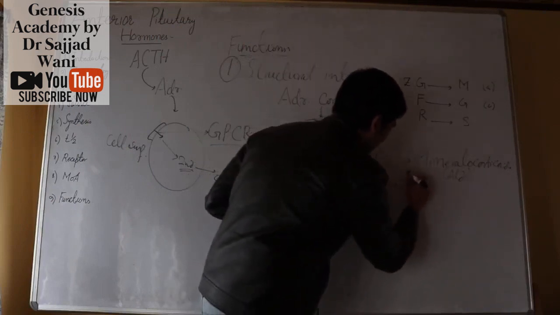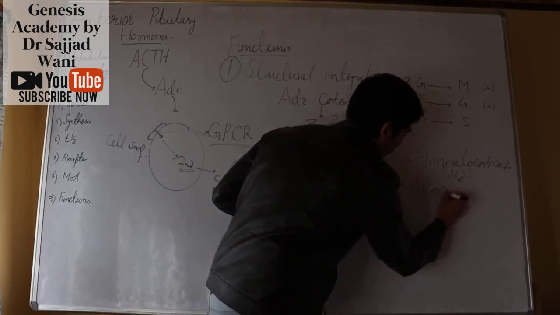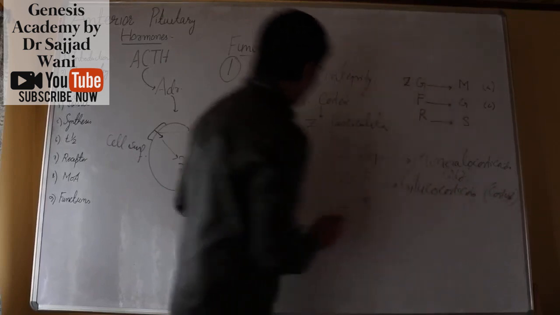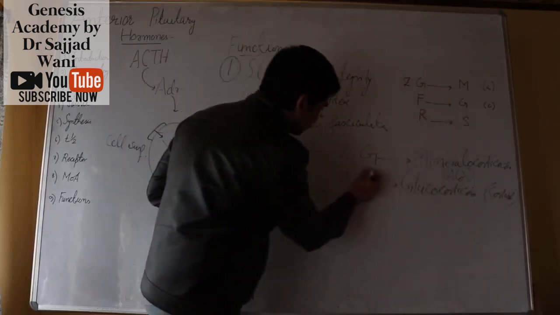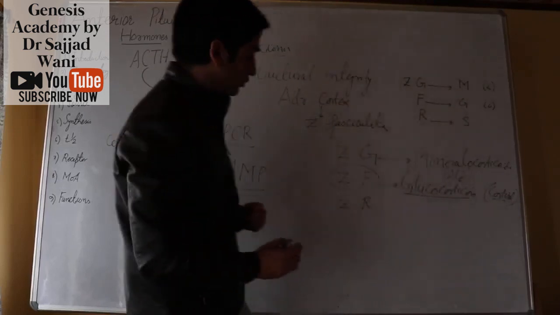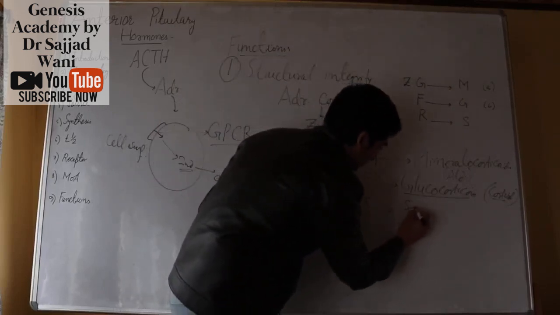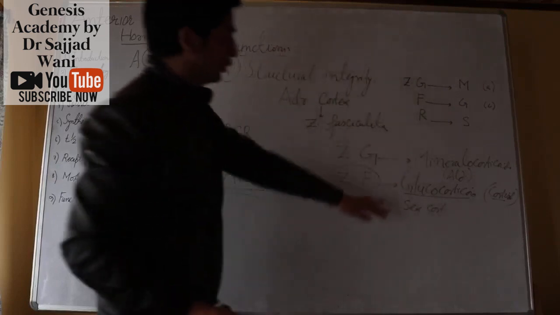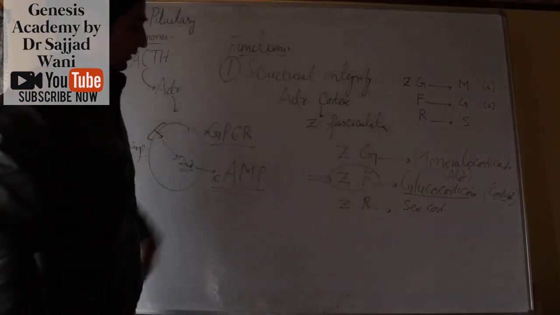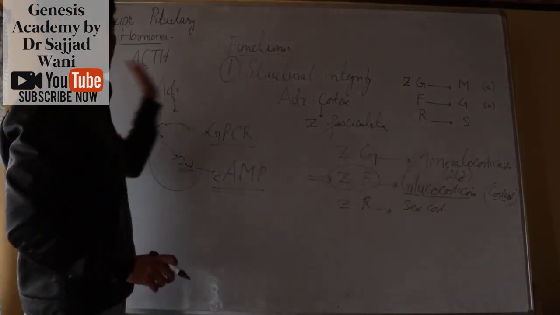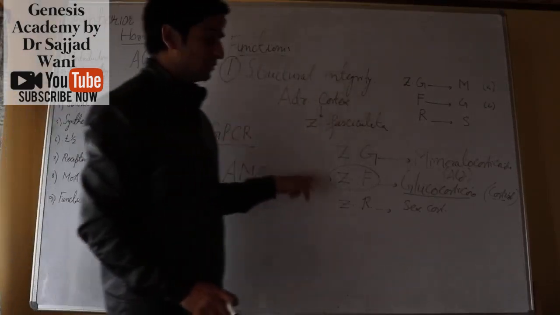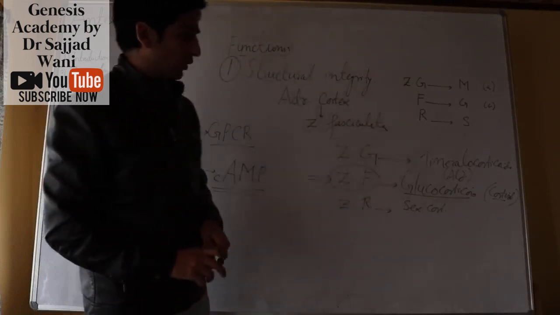The zona fasciculata produces the glucocorticoids, for example, cortisol. So the prime focus of this adrenocorticotrophic hormone is the zona fasciculata and the secretion of glucocorticoids, especially cortisol. And the zona reticularis produces the sex corticoids, for example, androgens. We will not deal with those at the present moment. Our focus is zona fasciculata. So the first function of the adrenocorticotrophic hormone is the maintenance of the structural integrity of the adrenal cortex, especially the zona fasciculata, which releases the glucocorticoids.